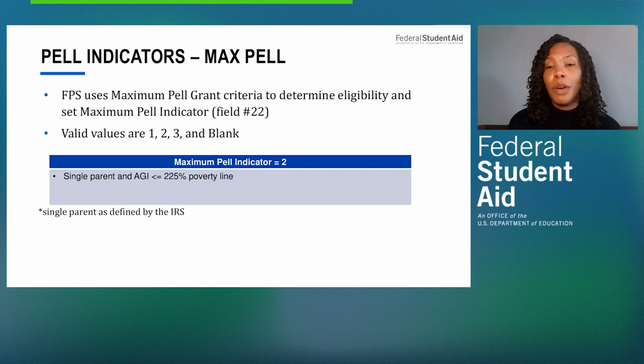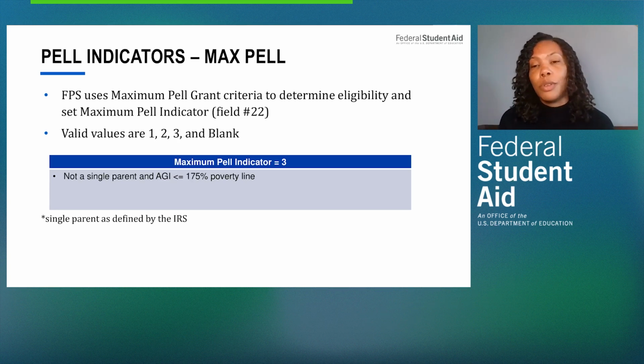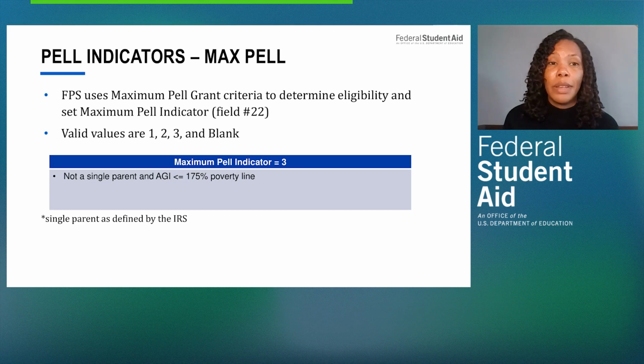So for a maximum Pell Grant Indicator 2, that's when we start diving into comparing the AGI to the poverty level guidelines published by the federal government. A maximum Pell Grant Indicator 2 is going to be provided for an independent student who is a single parent who has an AGI that is equal to or less than 225% of poverty level guidelines for the year. And the poverty level guidelines that we're going to use is going to be attached to the tax year that we're using for the FAFSA. So it's going to be the prior year's poverty level guidelines.